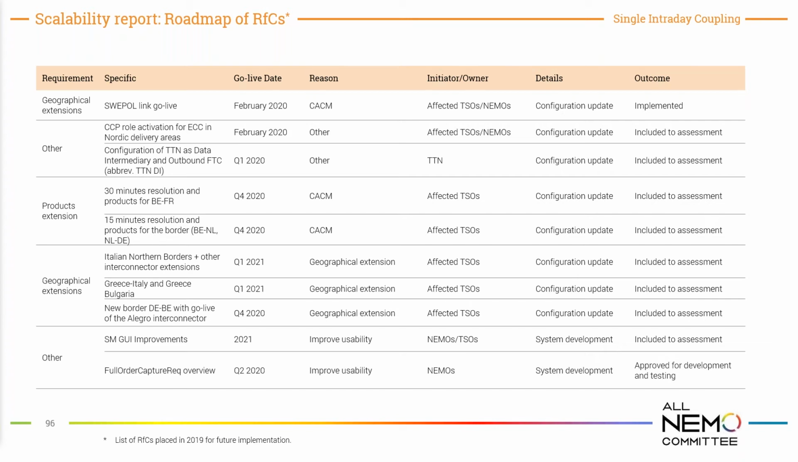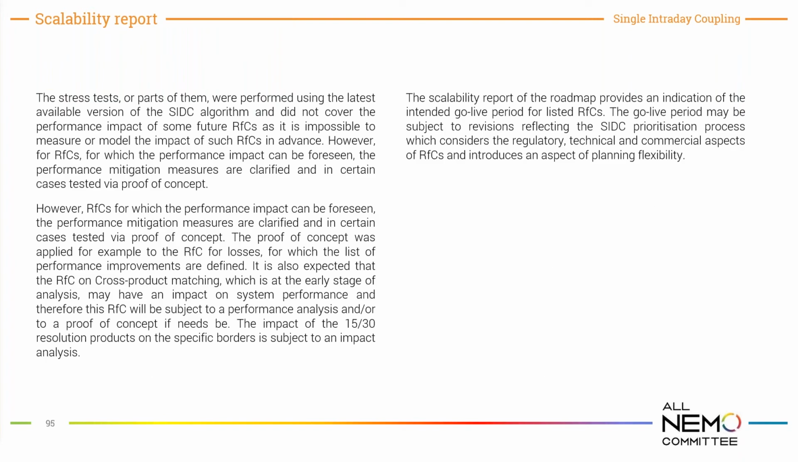So as I said, just to highlight a few RFCs and the groups, as mentioned already also by Vladimir, from a market perspective the most interesting group is Geographical Extensions. So here we can see in principle one extension which is already done, related to the SWAPOL link, which originally was foreseen to be part of the second go live, but due to some technical aspects, sorry, can you go to the RFCs overview?